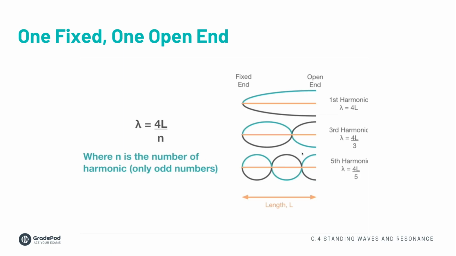The next harmonic, which is known as the third harmonic, is where we have 3/4 of a wavelength within that L. So that gives us lambda equals 4L over 3. And the fifth harmonic is where we have 5/4 of a wavelength within the L. So our lambda equals 4L over 5. We can take that relationship there and pop it into a more generalized equation where lambda is equal to 4L over n, where n is the number of the harmonic and is only odd numbers.